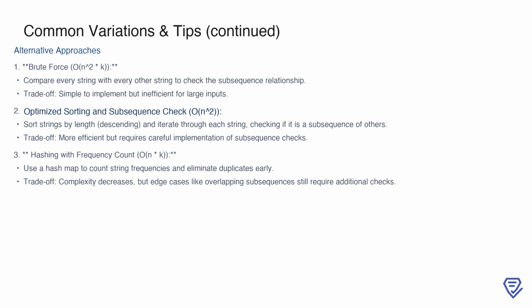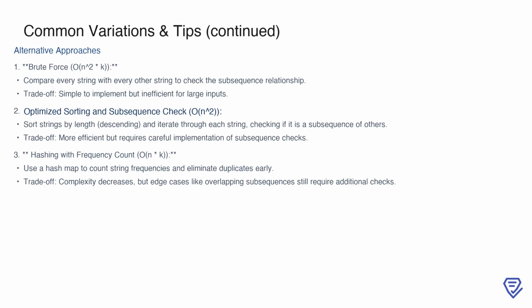A more optimized approach is to sort the strings by length in descending order and then iterate through each string, checking if it is a subsequence of others. This reduces unnecessary comparisons and improves efficiency, though it requires careful implementation of the subsequence checks.